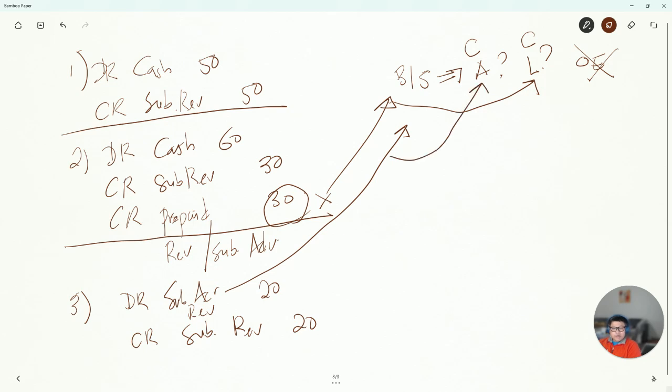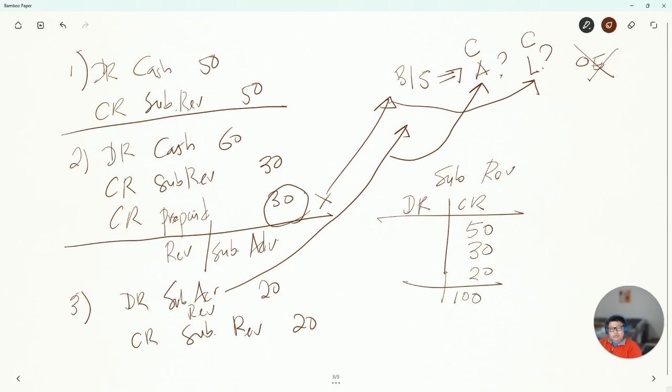Okay, so if you draw the T account, you can look at the T account on the revenue side. This is a subscription revenue T account, with debit and credit. Look at each journal. The first one flows to the credit 50, the second one flows 30, the third one flows 20. So the closing balance is 100 credit, that goes to your profit and loss account, as a credit, right?